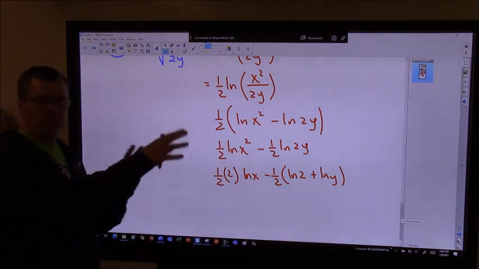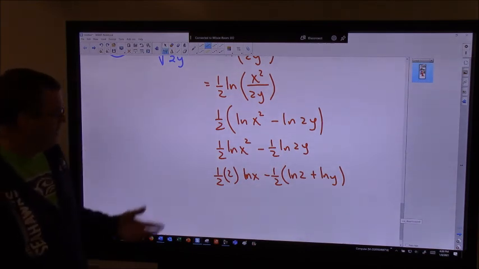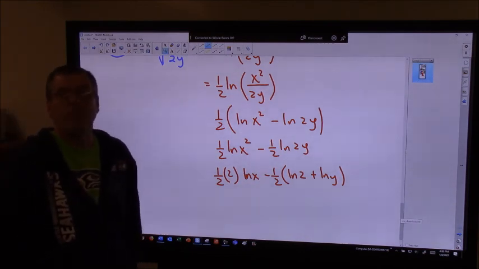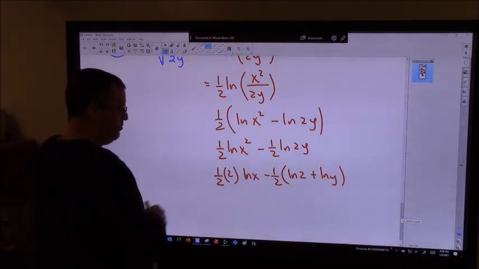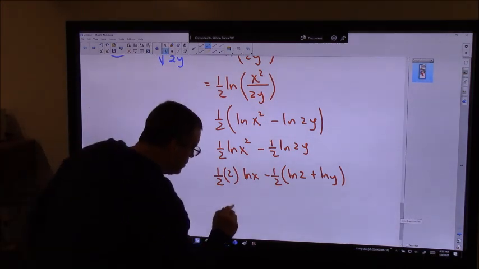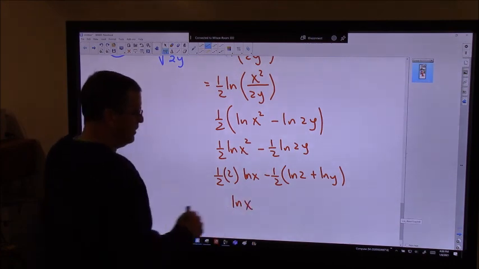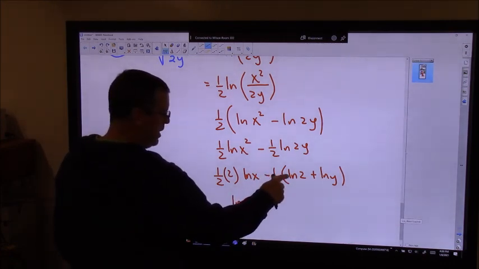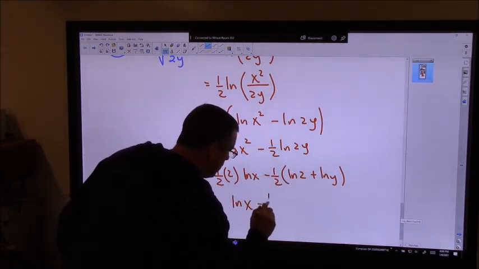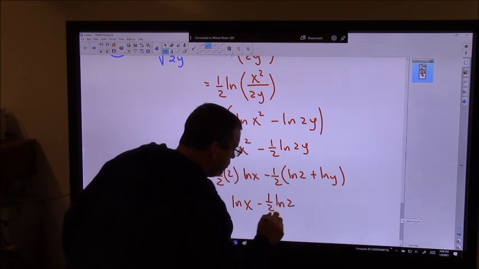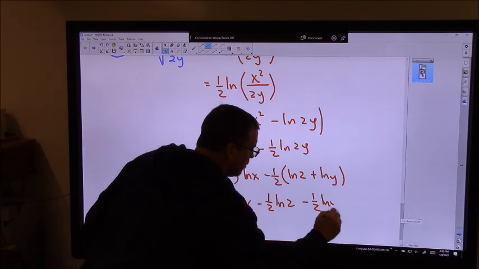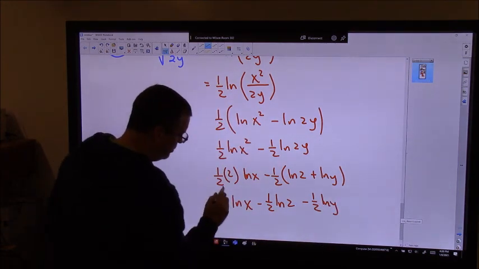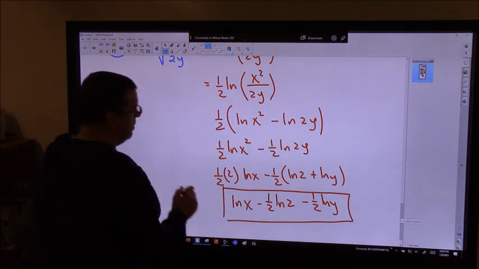And I don't want all these parentheses in there. If I see parentheses, it means I still have something to do. I'm not finished yet, right? So 1/2 times 2, that's just 2 over 2, which is 1. So I get natural log of x. I've got to distribute this negative 1/2 to each of those. So minus 1/2 natural log of 2 minus 1/2 natural log of y. And that is now expanded as far as it can go.